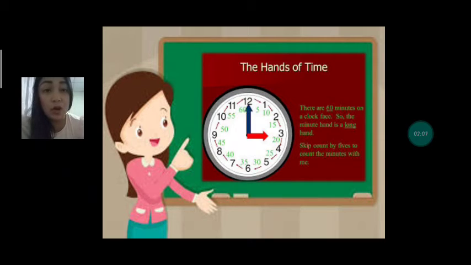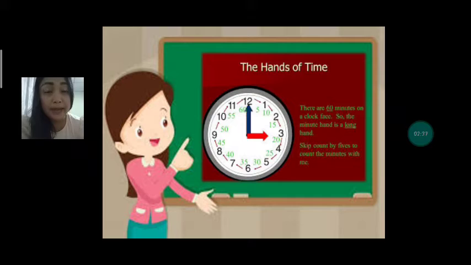Again, the long hand is the minute hand. How many minutes in 1 hour? There are 60 minutes. Again, how many minutes in 1 hour? 60 minutes. As you can see, we have here 1, 2, 3, 4, 5, 6, 7, 8, 9, 10. We read that for the hour. How about for the minutes?